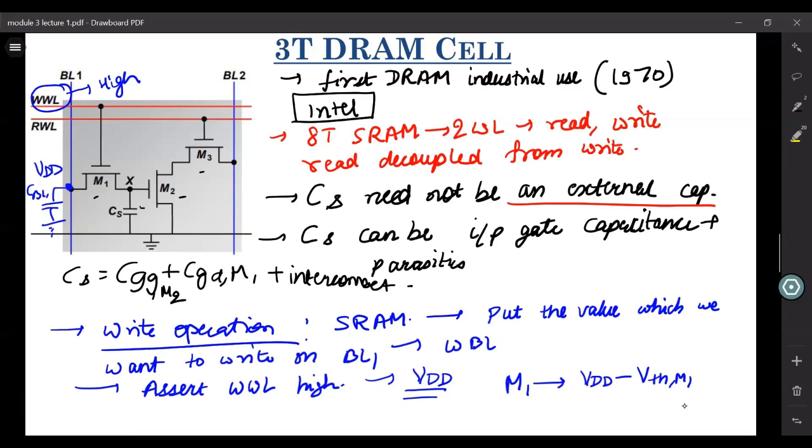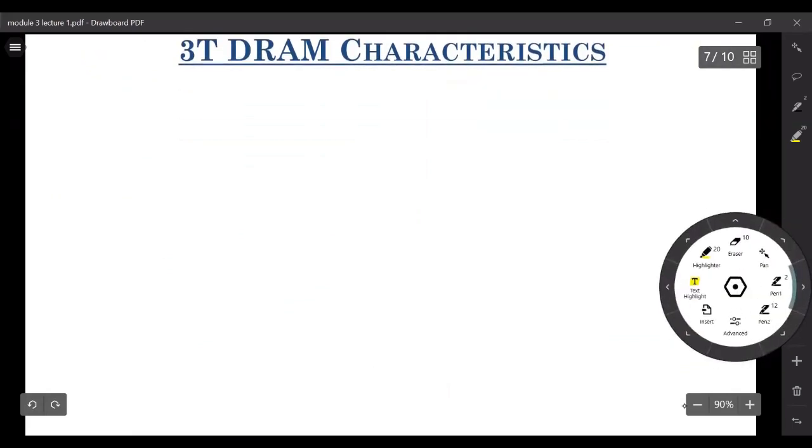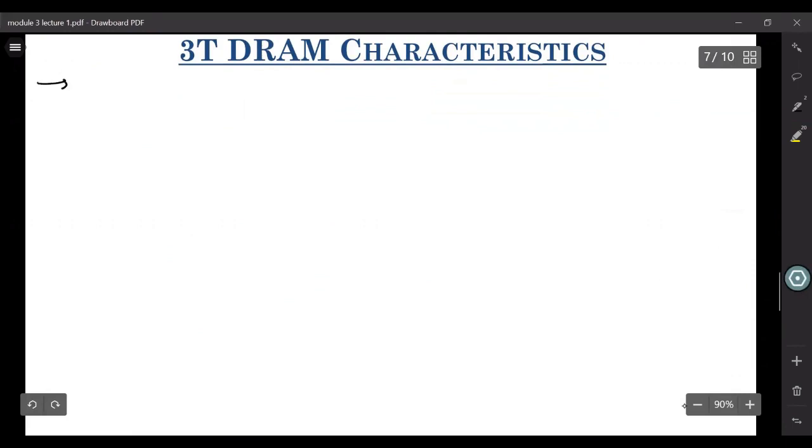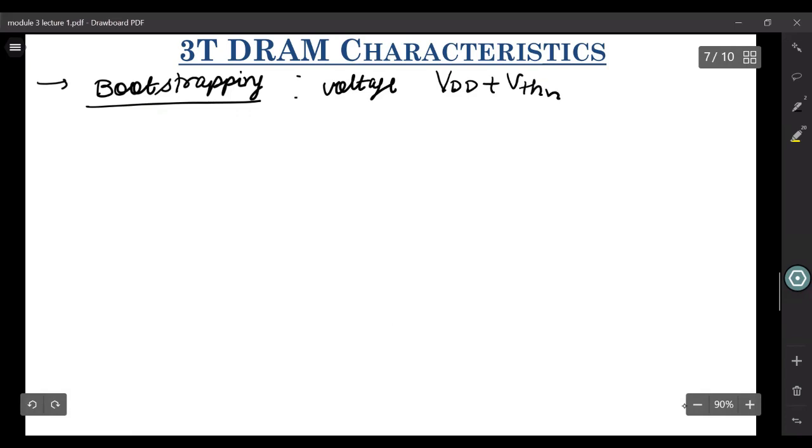So what should we do? We should use a concept which is called bootstrapping. Bootstrapping has different implications while applying voltages and while making layouts. Let me first talk about it from the perspective of applying voltage. Bootstrapping means you apply a voltage of VDD plus VTHN to your write word line, so that it passes a perfect VDD. This is what it means.